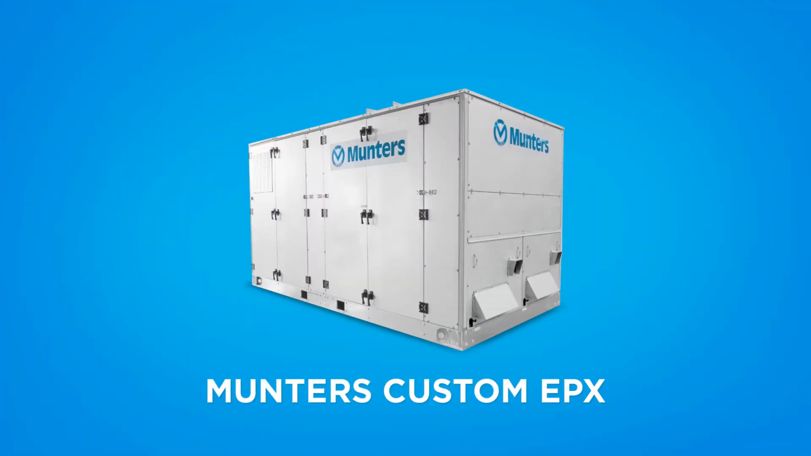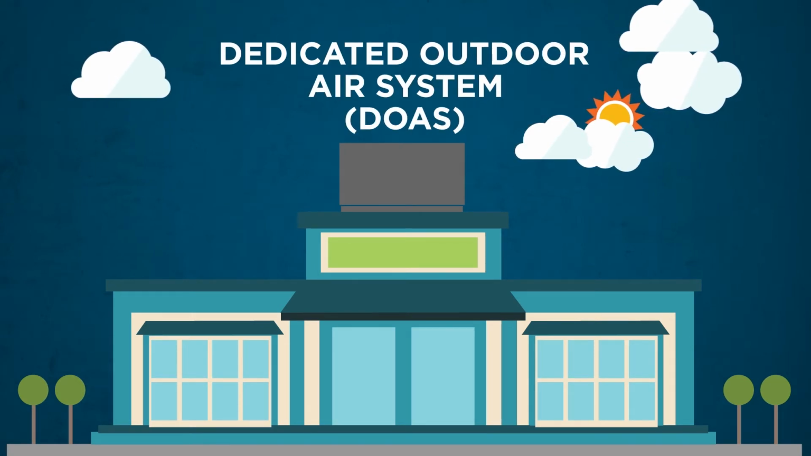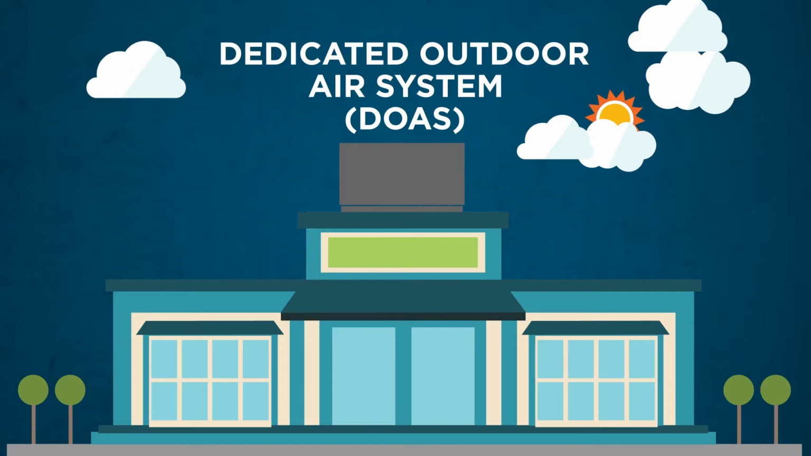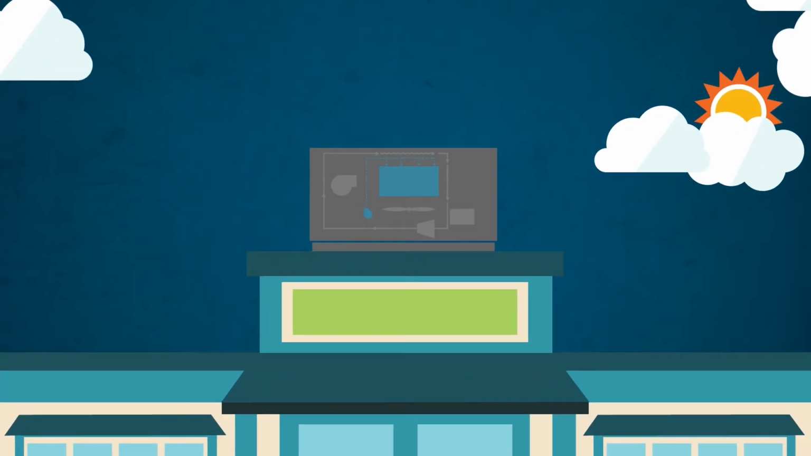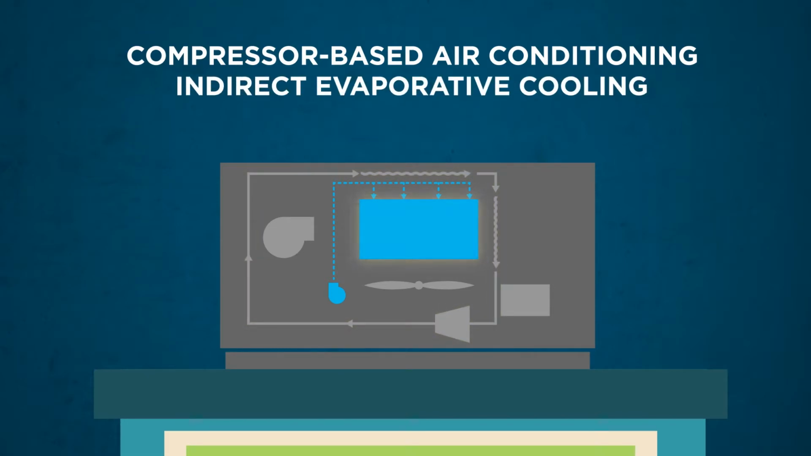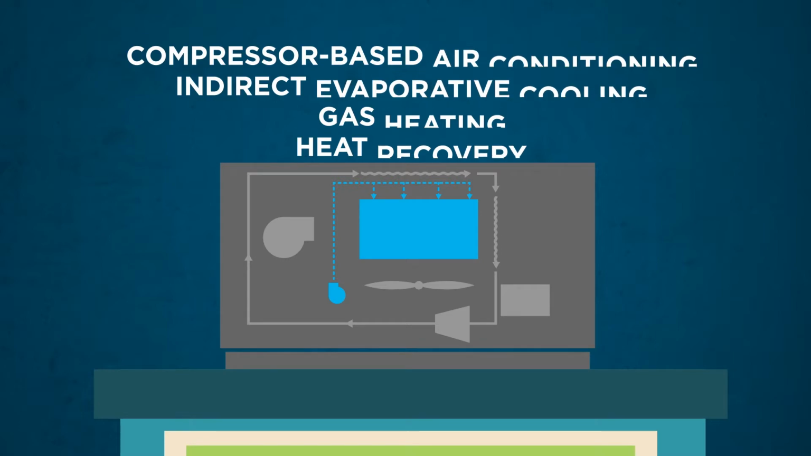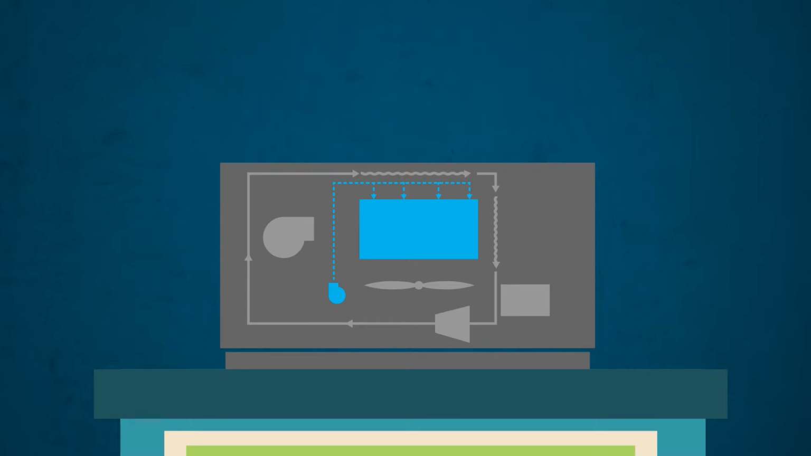This video will explain one evaporative cooling product called Munter's Custom EPX. The Munter's EPX is a dedicated outdoor air system, or DOAS, that provides all the conditioning needed for a building's ventilation air supply. It combines compressor-based air conditioning, indirect evaporative cooling, gas heating, and heat recovery all in one unit. Each EPX unit is customized to the particular specifications of a building, but in essence, they all work the same way. Let's take a look inside.